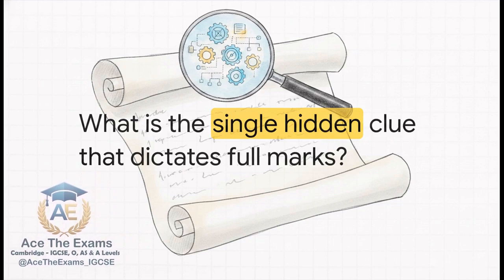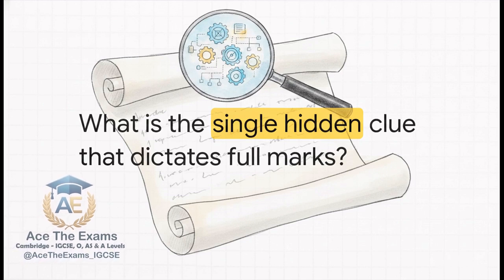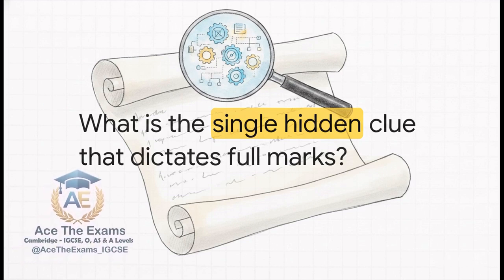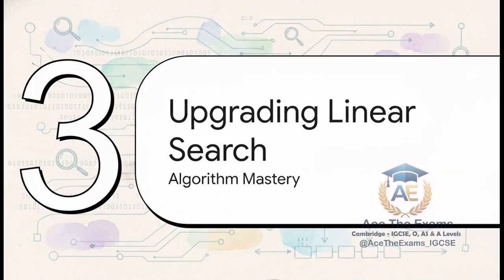But first, you need to see how our framework applies to algorithms. This hidden clue is a real game changer for how you'll approach Paper 2. But let's lay down just a bit more groundwork before it makes total sense. Okay, Section 3, Upgrading Linear Search.